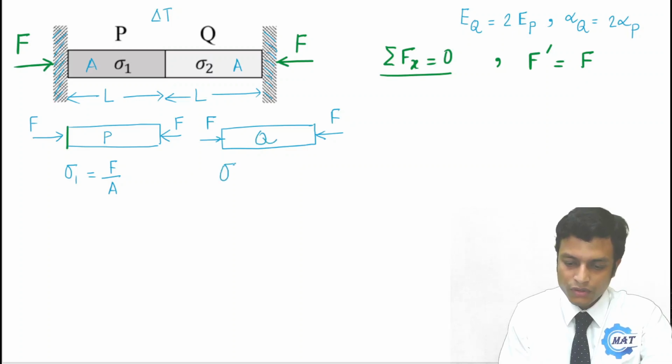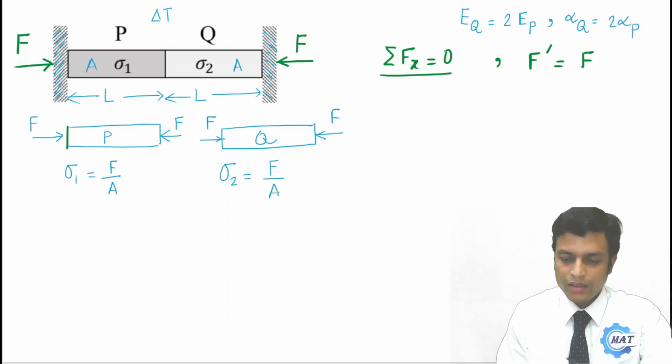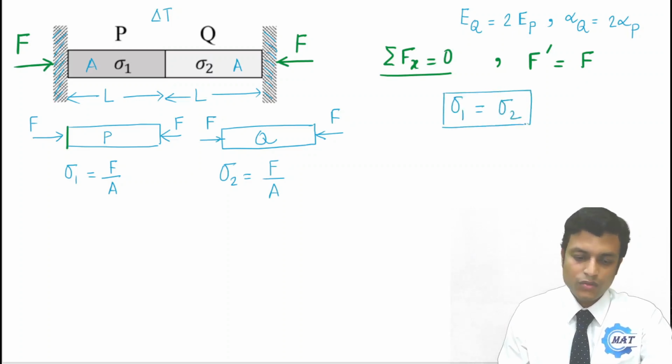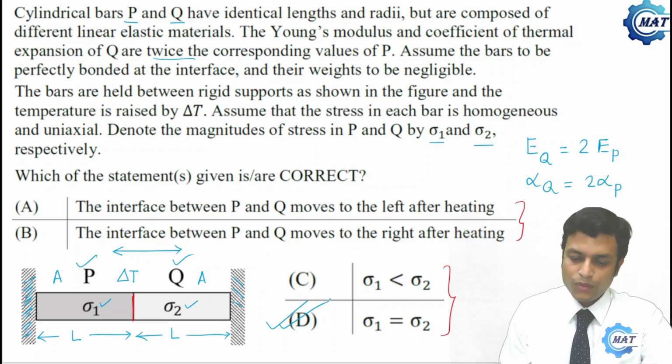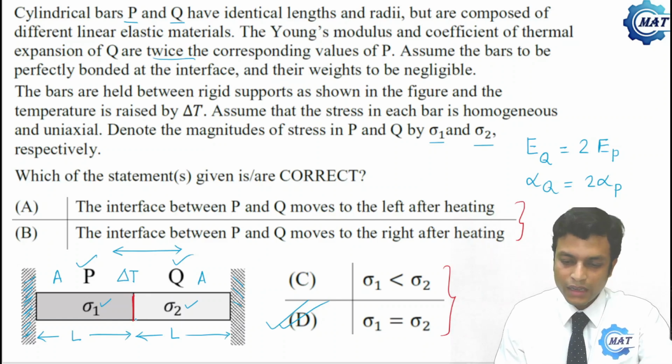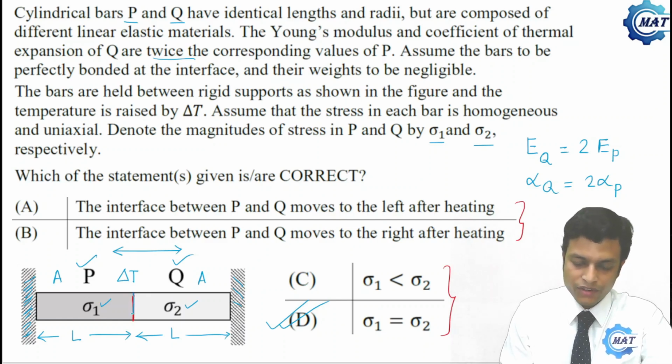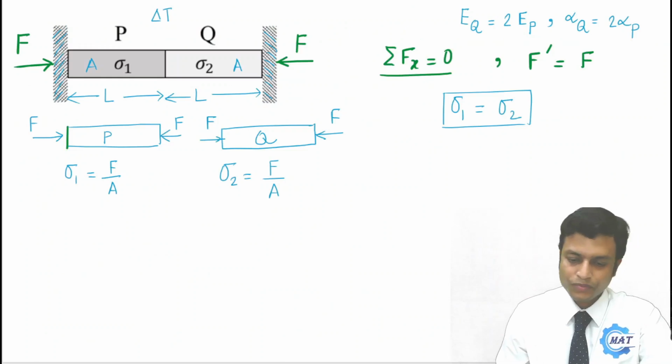So sigma 2 is also F by A. So we got the first answer, that is sigma 1 must be equal to sigma 2. So option D is correct. Now we have to calculate the movement of the interface. This is the interface where it will go.